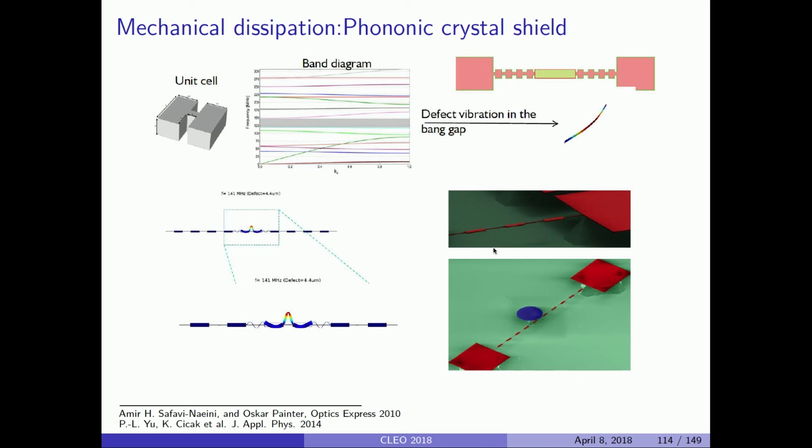This you can also see in the simulation. If you place this defect mode right in the center of the band gap, what you see is a very localized mechanical mode. There's very little motion in the surrounding band gap regions here. So you have generated a localized mode that can't radiate, and the mechanical Q in that case would just be limited by the intrinsic material properties.